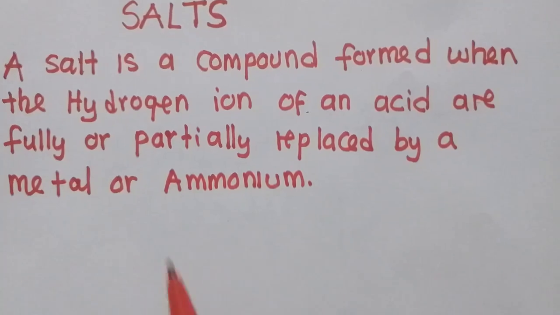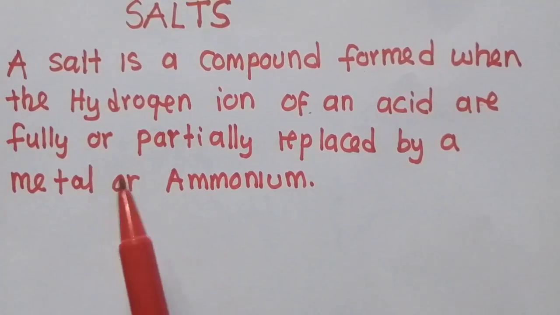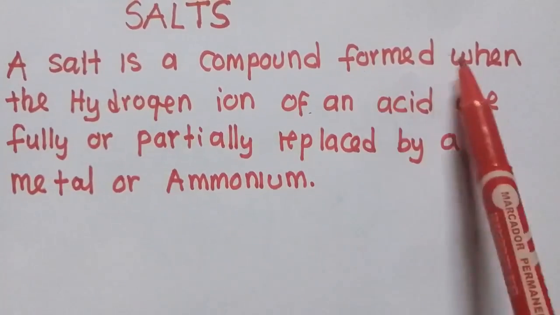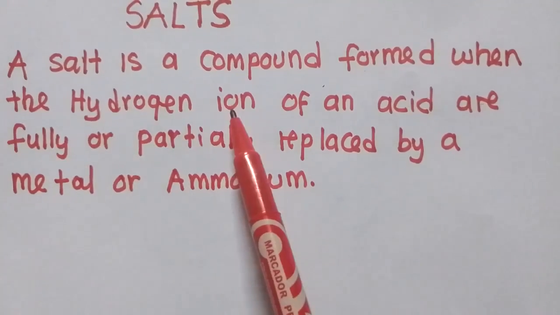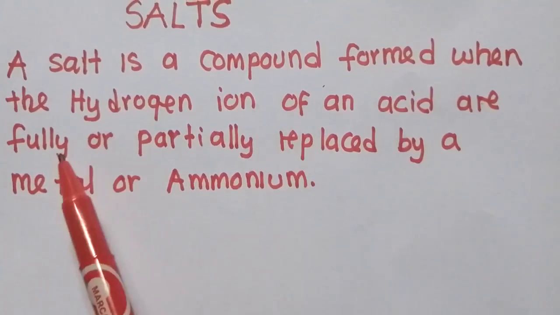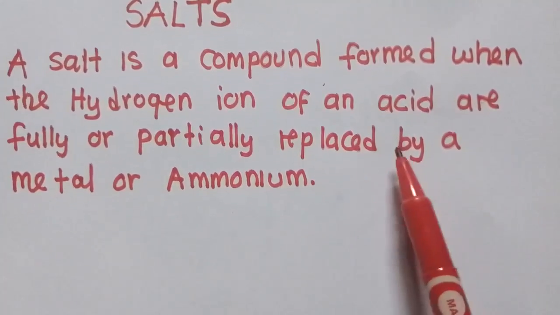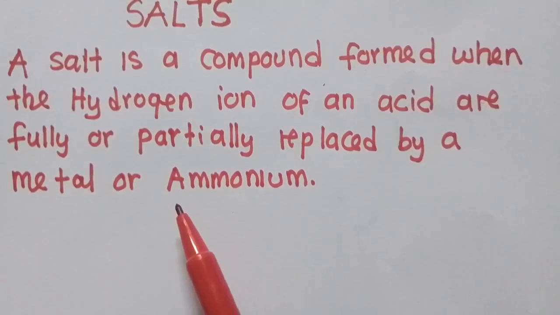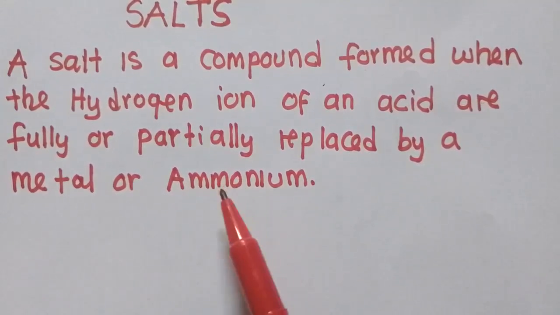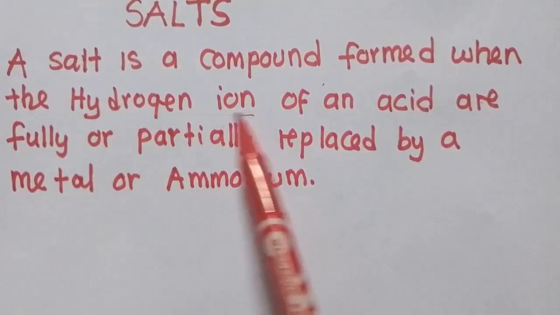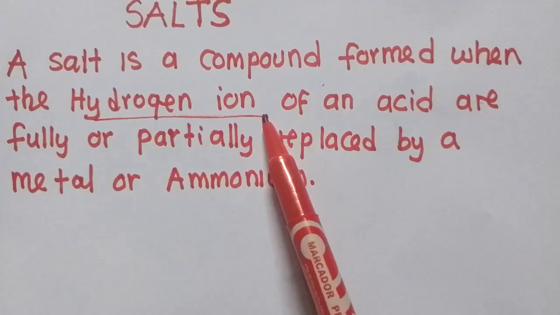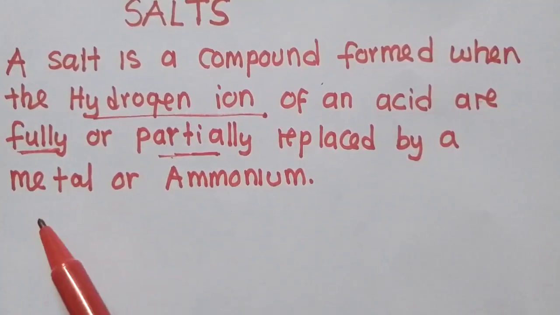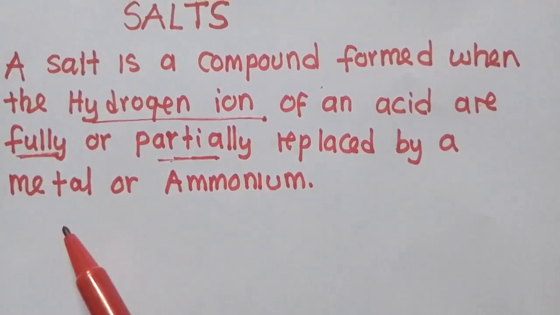So I wrote down this definition of a salt, where I said a salt is a compound formed when the hydrogen ions of an acid are fully or partially replaced by a metal or ammonium. This is the definition of a salt, meaning that a salt will be formed when the hydrogen ions of an acid are fully or partially replaced by a metal or ammonium. This is a definition that you need to get.